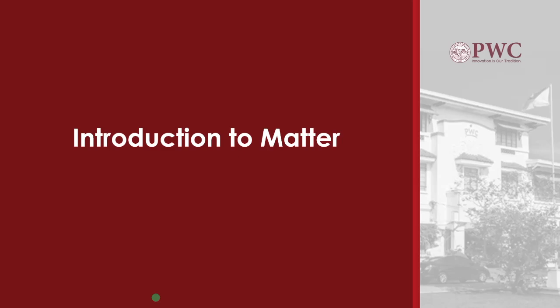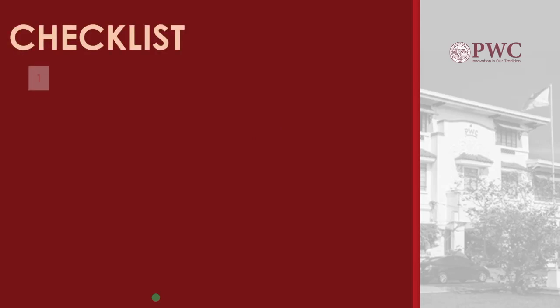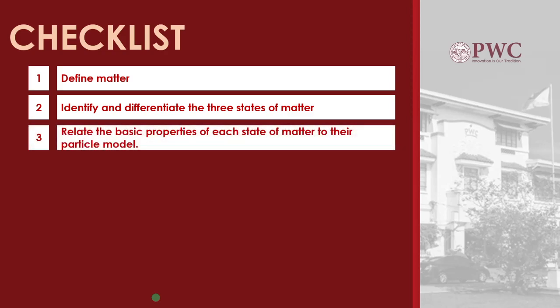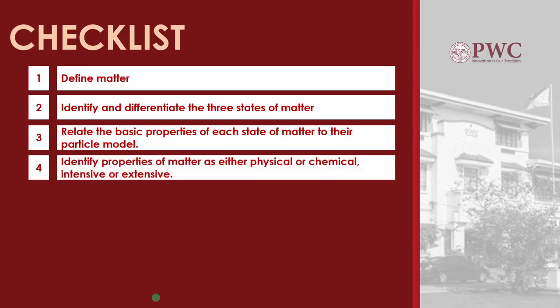This is our first lesson in Chemistry 1, Introduction to Matter. In this lesson, we are going to define matter, identify and differentiate the three states of matter, relate the basic properties of each state to their particle model, and identify properties as either physical or chemical, intensive or extensive.